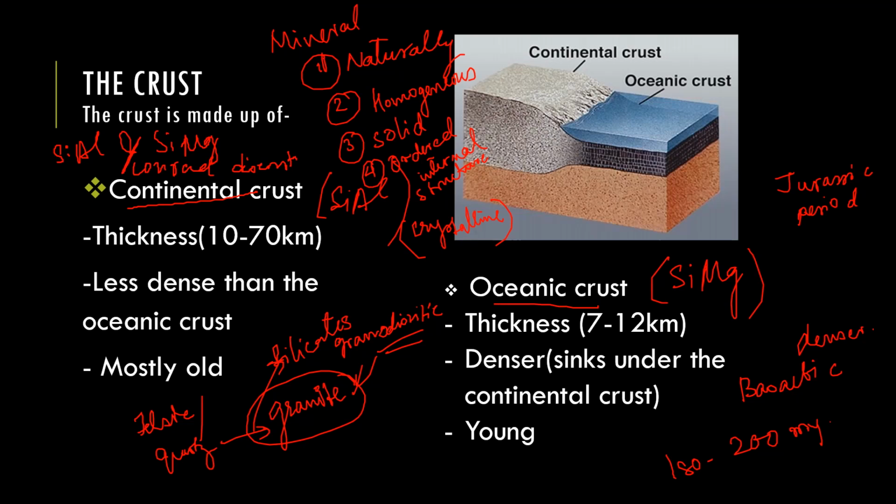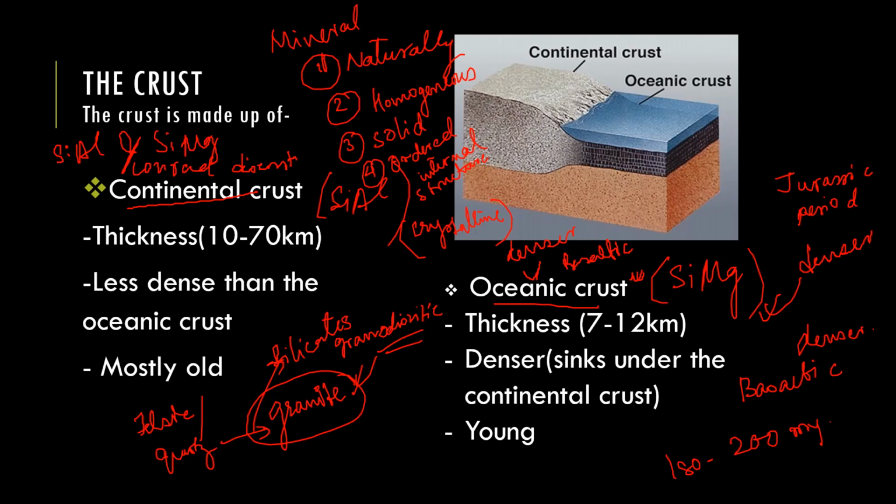When we talk about the oceanic crust, between the sialic and simatic layers, the sialic is lighter and the simatic layer is very dense. In the case of oceanic crust, it's much denser. It is basaltic in nature, and continental crust is mostly granitic or granodioritic in nature.